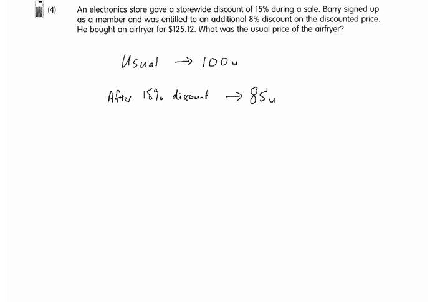Next, Barry signed up as a member and was entitled to an additional 8% on the discounted price. Yes, Yun Song? No. You put arrow. When you only want to use equal, it's always number of units equals to a certain value. Do you understand? So now we have an additional 8% on the discounted price.